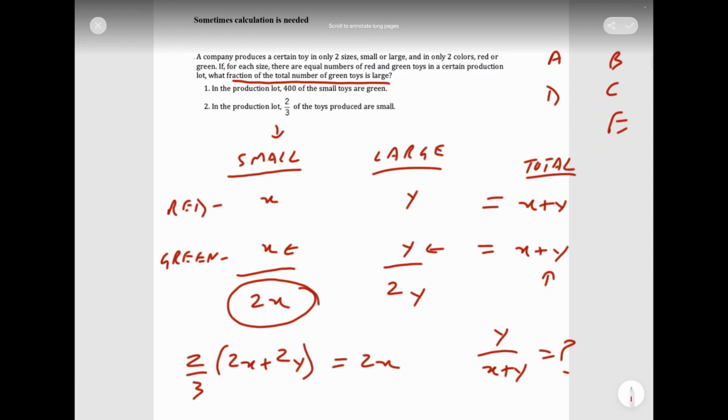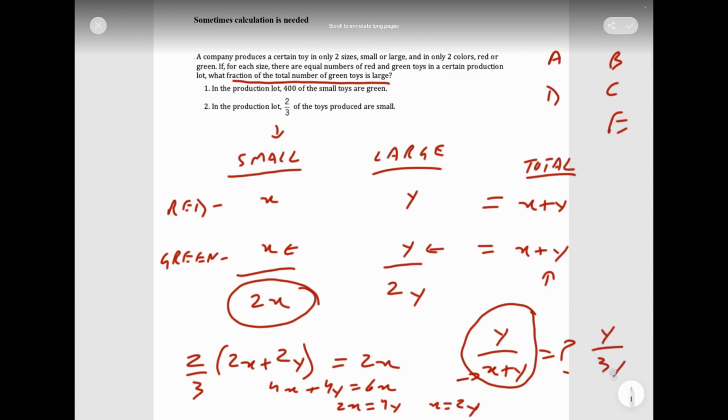So I have little less space over here. So let's see, 4X plus 4Y is equal to 6X. See, it's going to give us a relation between X and Y. So this becomes 2X is equal to 4Y or X is equal to 2Y. And now see, you got your answer, right? Because our question was this. Now I can replace this X with 2Y and I get the answer as Y divided by 3Y, Y gets cancelled, the fraction is 1/3.